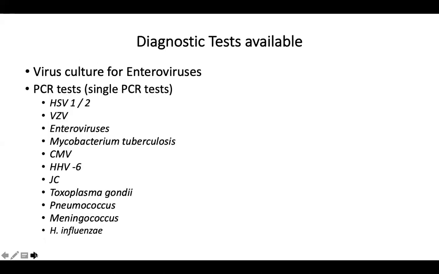Now, then there is a whole lot of virus culture for enteroviruses, which has been extensively promoted. It is probably done in about 5 to 6 centers in this country, while PCR tests are more popular. They are available for HSV1 and 2, varicella zoster virus, enteroviruses, Mycobacterium tuberculosis, cytomegalovirus, human herpes virus 6, JC, Toxoplasma, pneumococcus, meningococcus, and H. influenzae. All this host of tests are available.